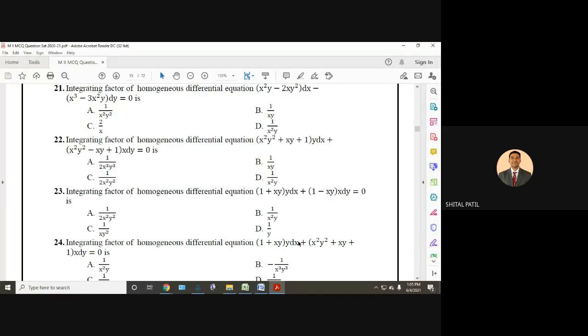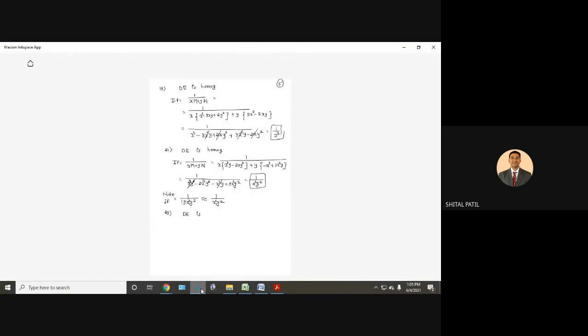Okay, example number 23. It is not homogeneous. You might have understood. Write the differential equation. Then write differential equation is of the form y function of xy dx plus x function of xy dy equal to 0.